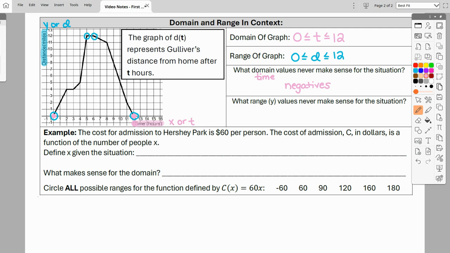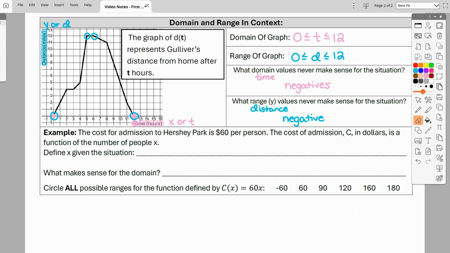What range values never make sense for this situation? Taking a look at the range, the y-axis again, it is going to be our distance here, distance traveled from home. We're going to have the same situation where we can never have negative distance traveled. When you're traveling to school, even if you go a roundabout way to stop somewhere, you're still gaining distance. You're never going to go negative distance.